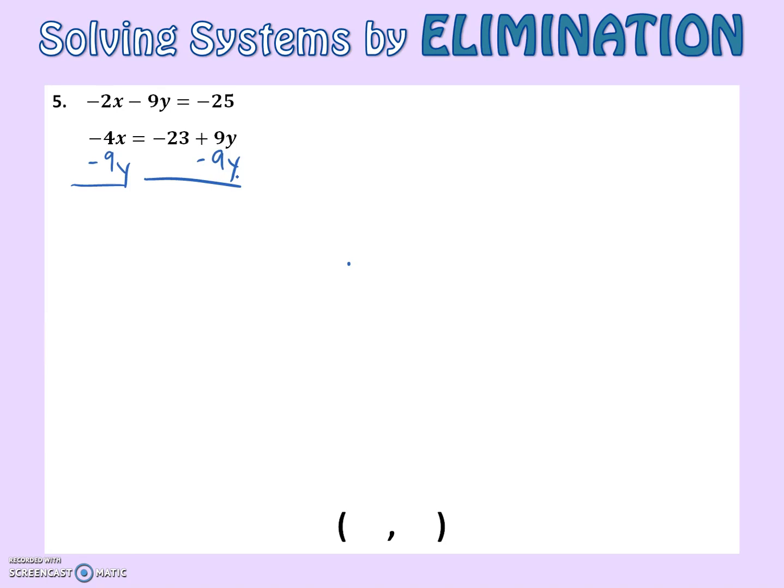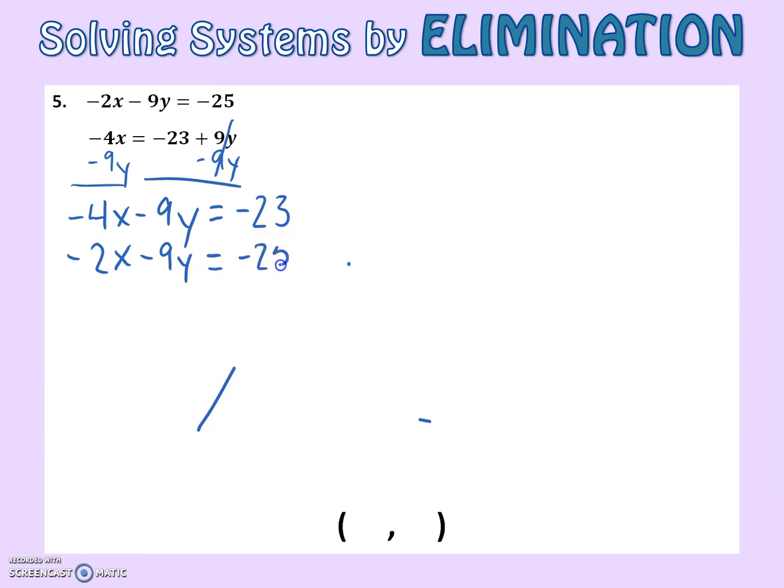Now, obviously the x and the y are not like terms, so we can't actually subtract them to get a number, but we can just rewrite it as negative 4x minus 9y, bring down the equal sign, equals negative 23. And just for my own sake, I'm going to rewrite this first equation right underneath so that everything's together for me to solve. Okay.